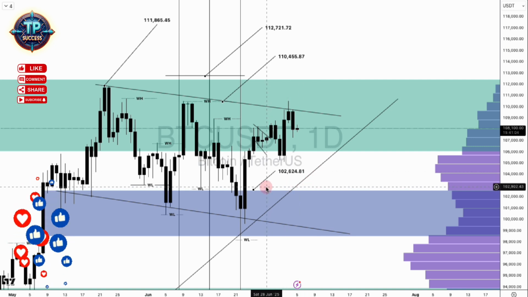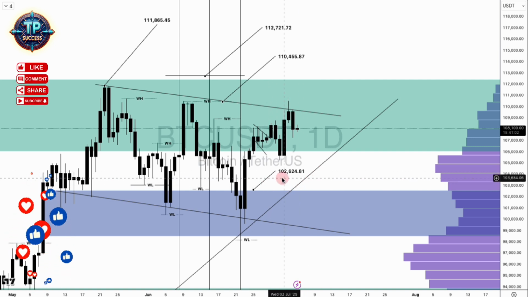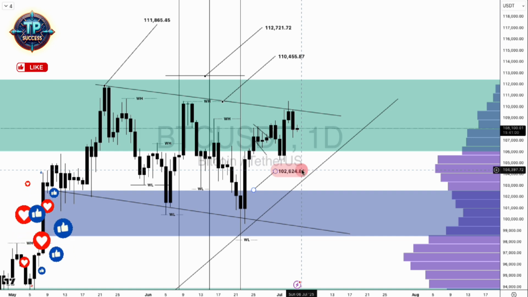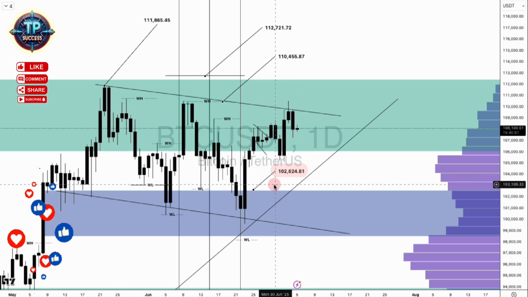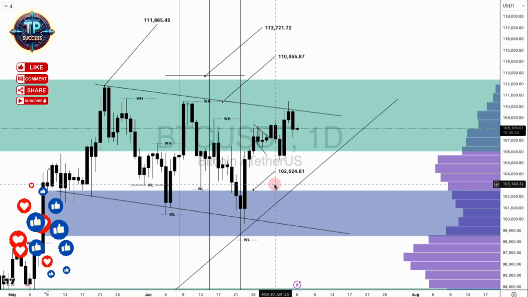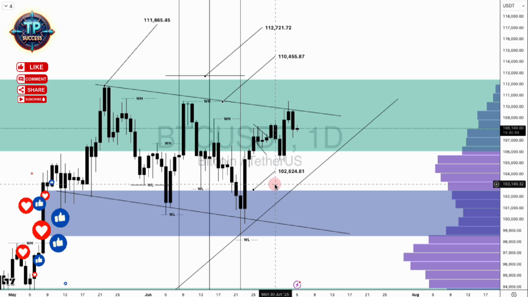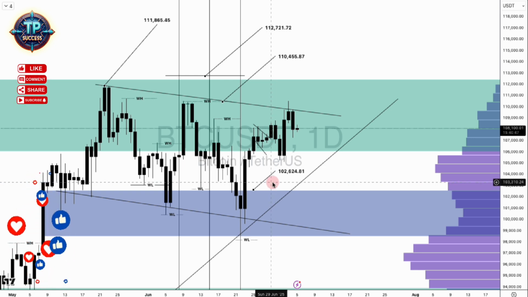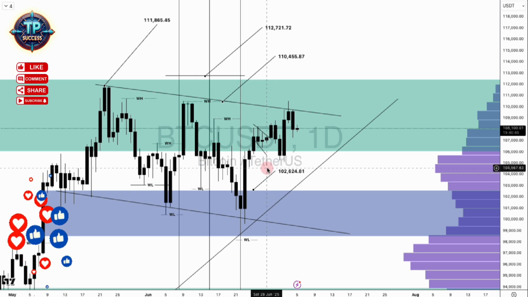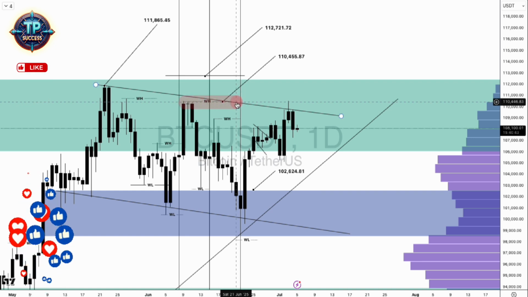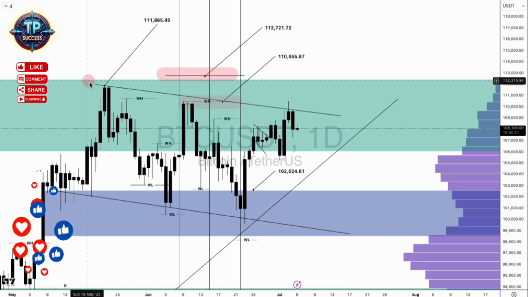So the level that I want to draw to your attention is this one right here, because this one is super relevant right now, and that is 102,624.81. So that level is super important just in case price comes into it. The additional levels that we also want to keep an eye on are these ones up here, okay?